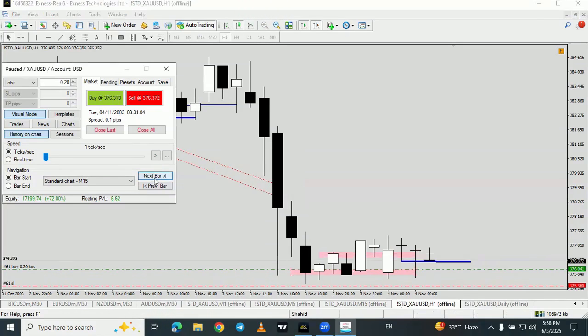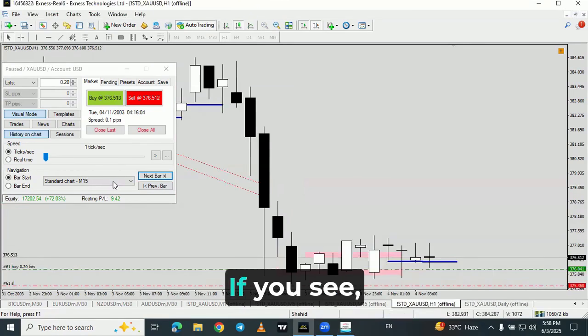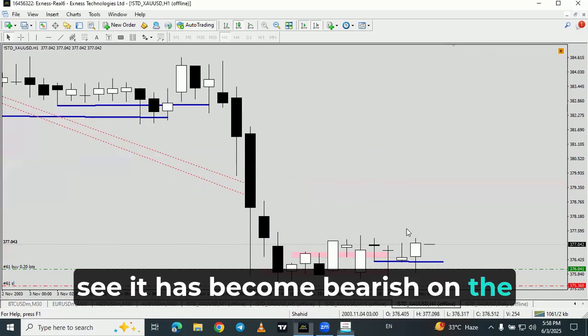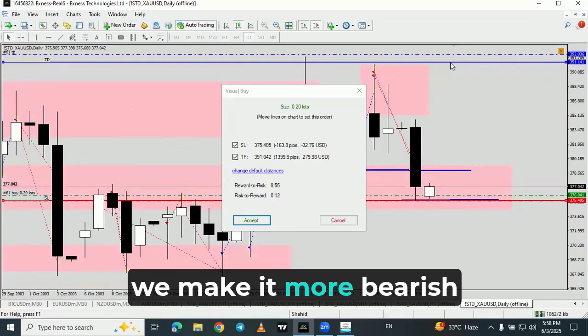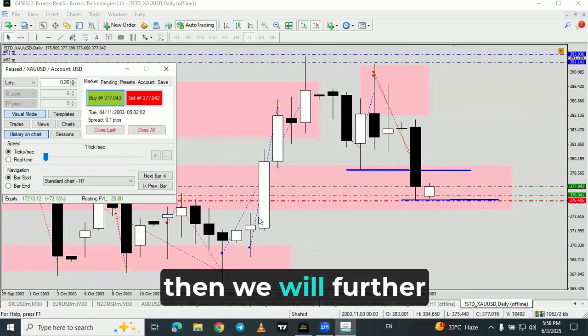This daily is bearish with H1. If you see, the market is becoming bearish from here. See, it has become bearish on the same pattern of H1. So here we make it more bearish with the daily, and if it picks this low with H1, then we will further call it a buy.